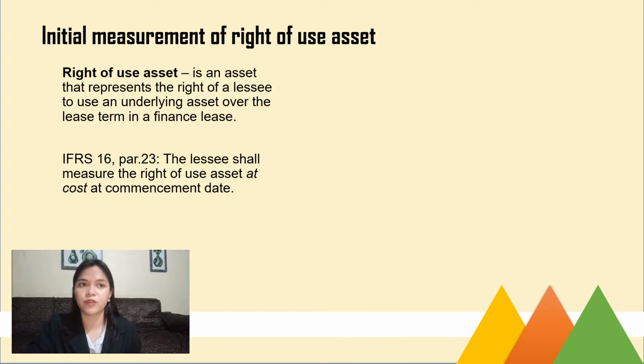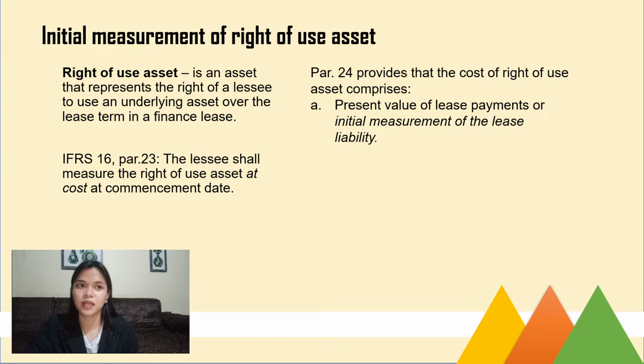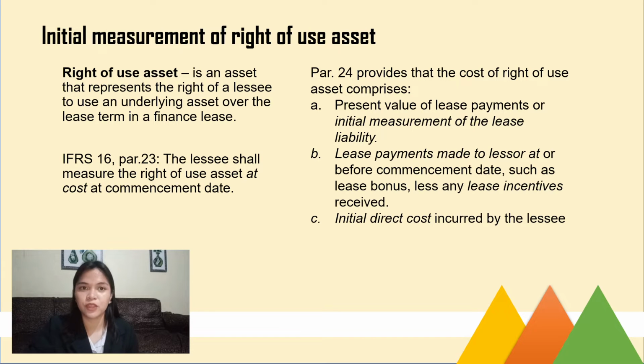So, paragraph 24 provides that the cost of right of use asset comprises present value of lease payments or initial measurement of the lease liability. Lease payments made to lessor at or before commencement date such as lease bonus, less any lease incentives received. So, yung lease incentives, yun yung payments by the lessor to the lessee associated with the lease or the reimbursement or assumption by the lessor of the cost of the lessee.